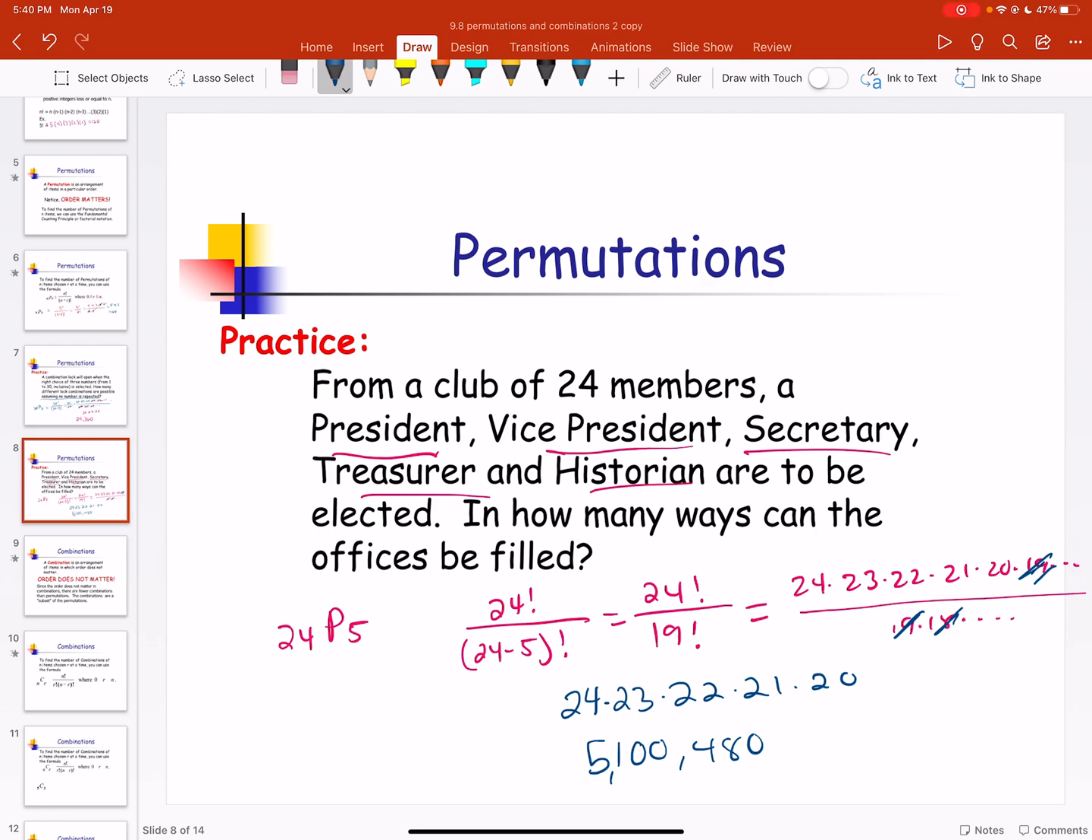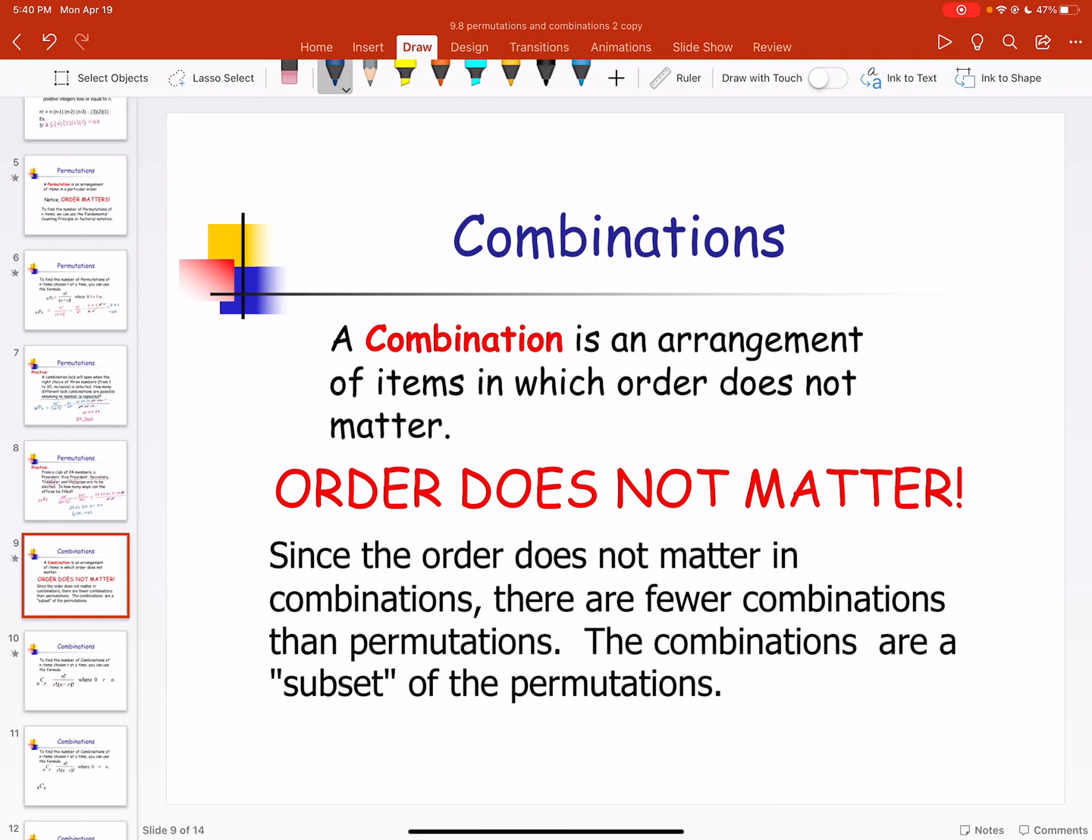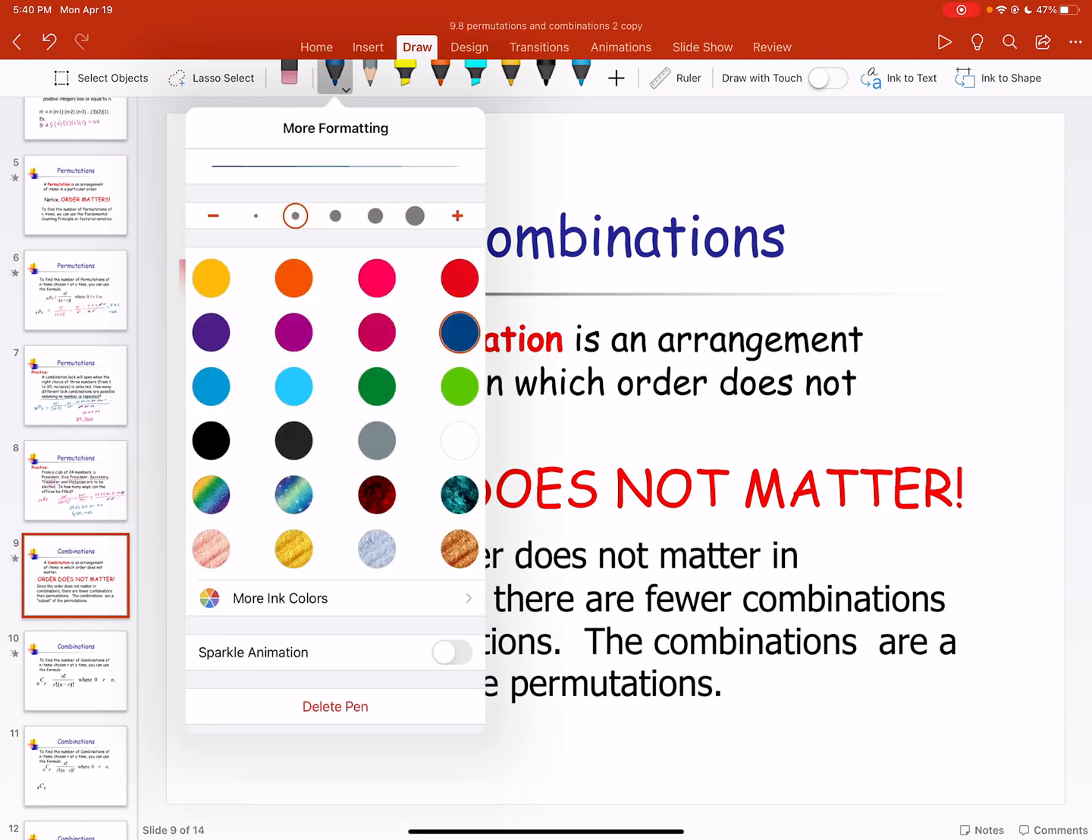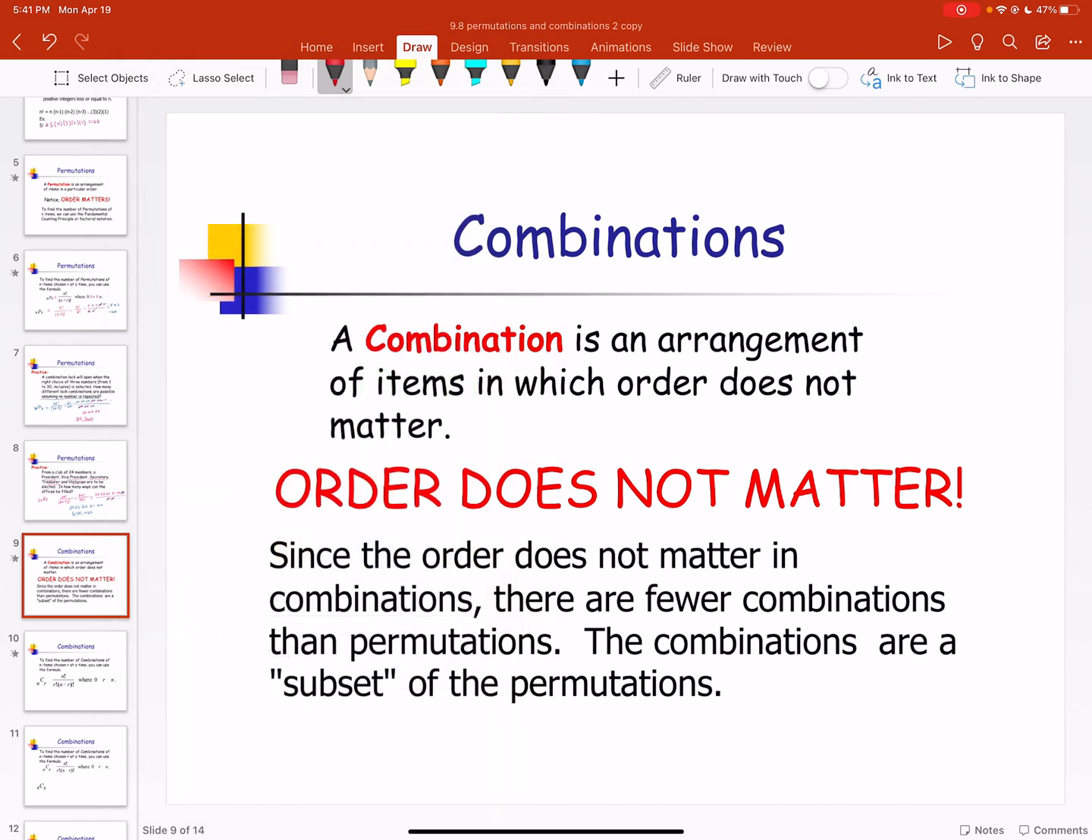So this shows us permutations. Now combinations are an arrangement of items in which the order does not matter. So it doesn't matter if someone is elected president or vice president, order doesn't matter. I'm just choosing how many people I need from a total. So the notation that we use is N choose R. So if I have 20 members and I want to choose 2 members, it'd be 20 choose 2. Remember, N is always bigger than R.